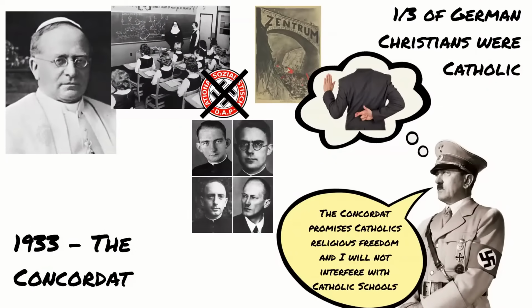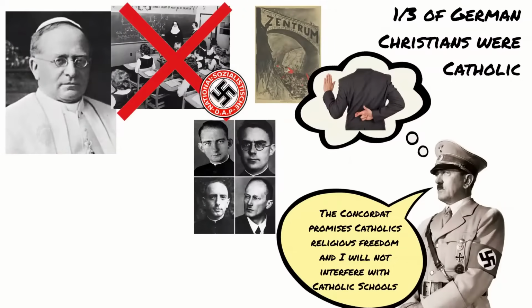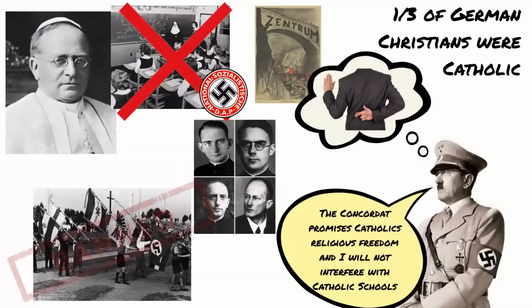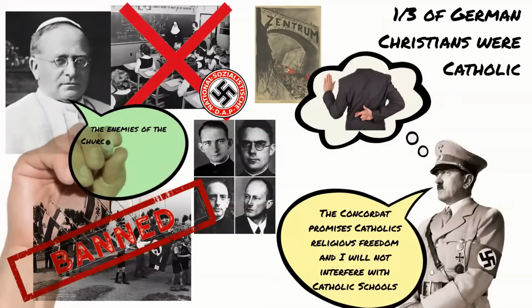Catholic priests were increasingly arrested and sent to concentration camps. Catholic schools were closed or forced to teach the Nazi curriculum, and Catholic youth clubs such as the Catholic Youth League were banned. In 1937, the Pope realised that he had been tricked and criticised the Nazi government.